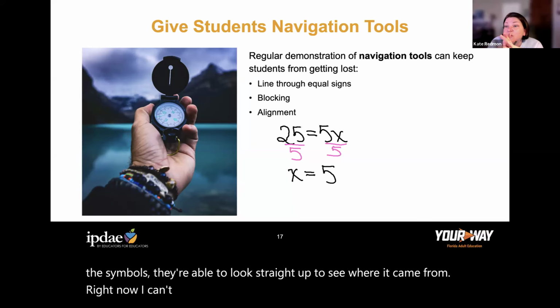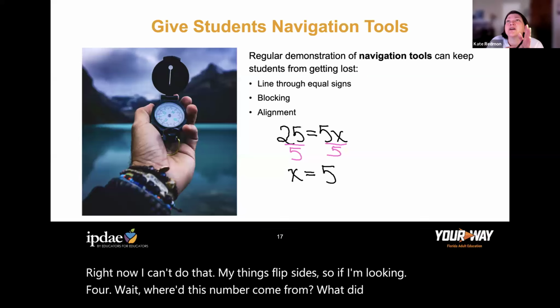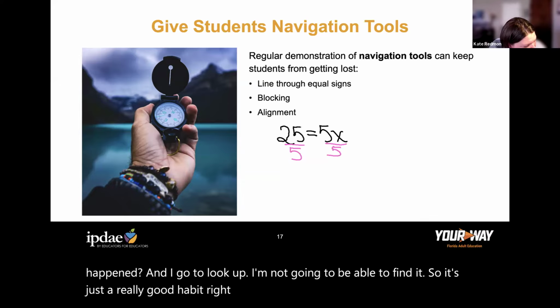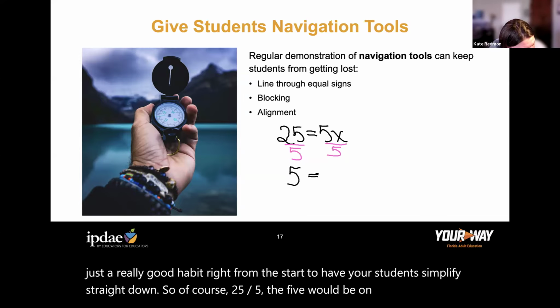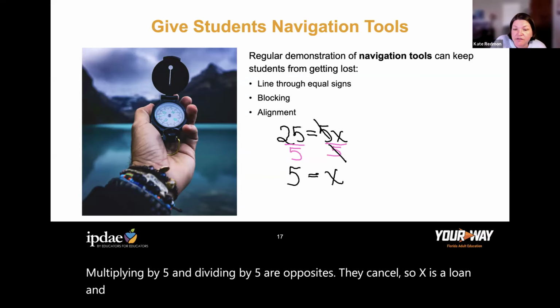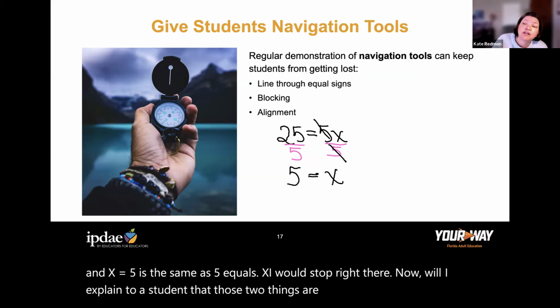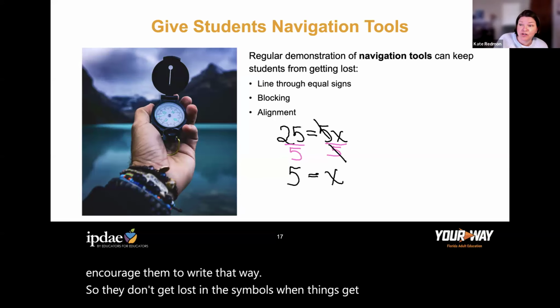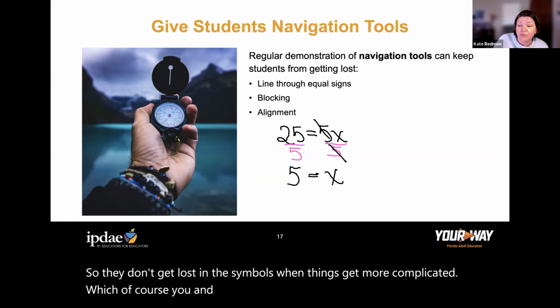My things flip sides. So if I'm looking for, wait, where'd this number come from? What did I do? What happened? And I go to look up, I'm not going to be able to find it. So it's just a really good habit right from the start to have your students simplify straight down. So of course, 25 divided by 5, the 5 would be on that side, and multiplying by 5 and dividing by 5 are opposites. They cancel, so x is alone. And x equals 5 is the same as 5 equals x. I would stop right there. Now, will I explain to a student that those two things are the same? Yes, but I would encourage them to write it that way so they don't get lost in the symbols when things get more complicated, which, of course, you and I know things are going to get more complicated.